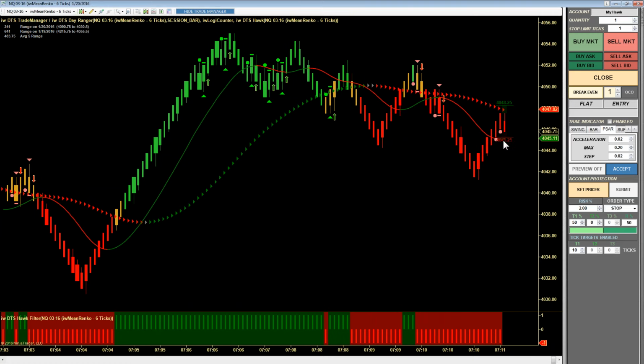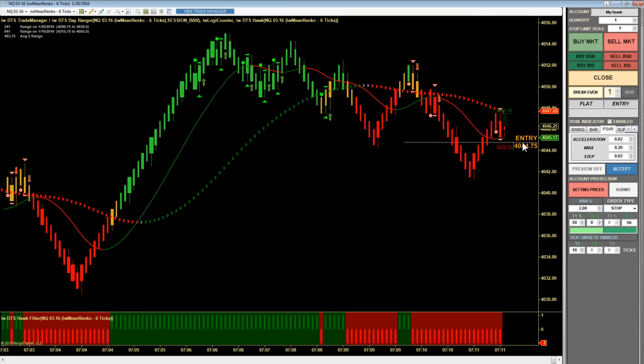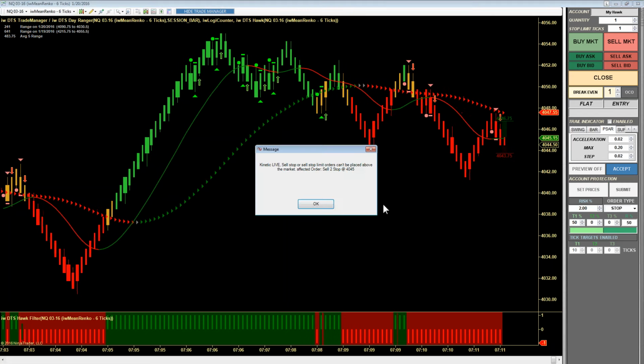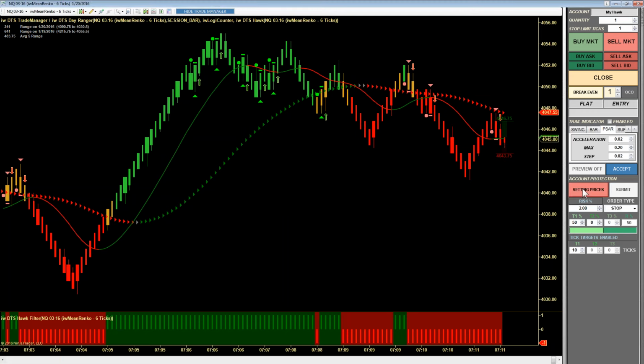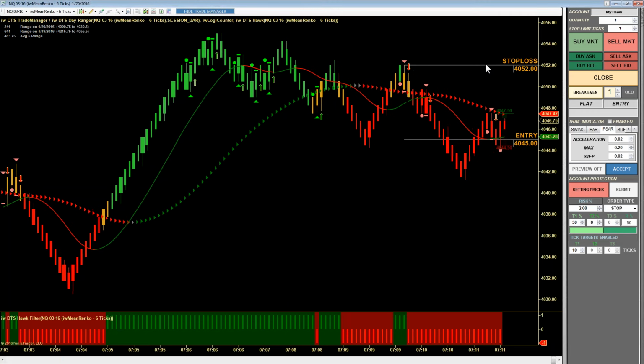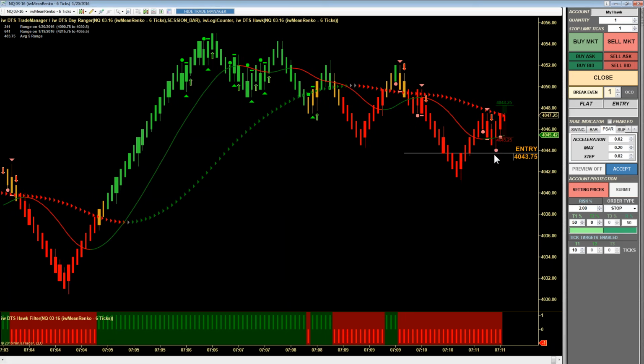Okay, here's a macro pullback signal now on the hawk. I'd probably try to cover it. Oops, see, you ran away on me while I was explaining stuff. I'd probably try to cover the trade above here. We're getting a second chance at the macro pullback. So you see we've got the warning dot.